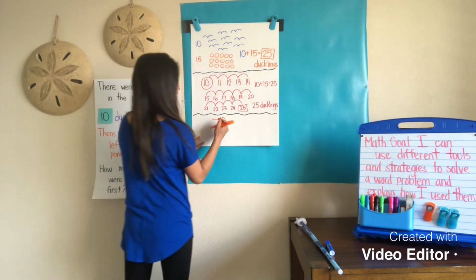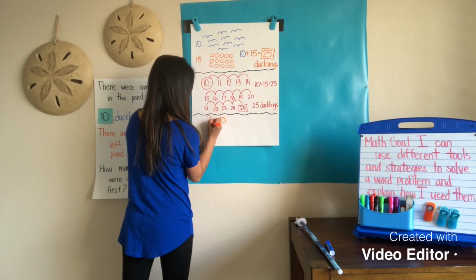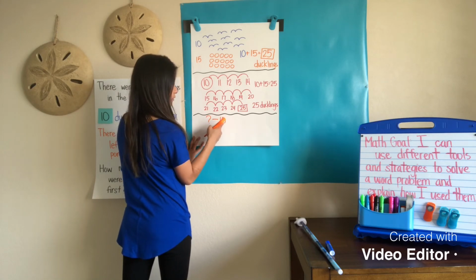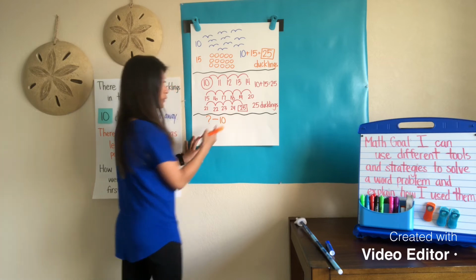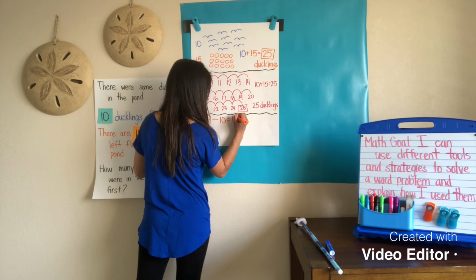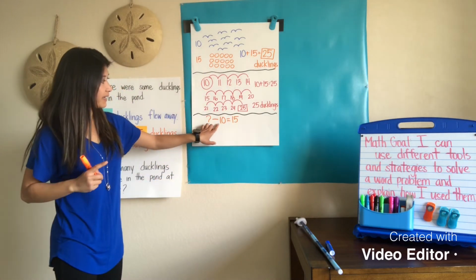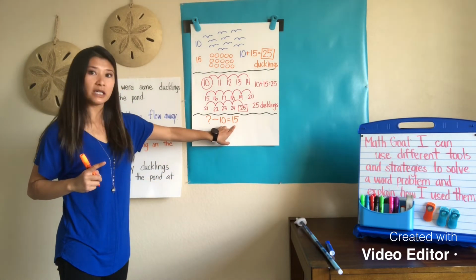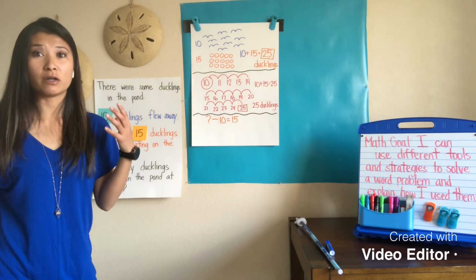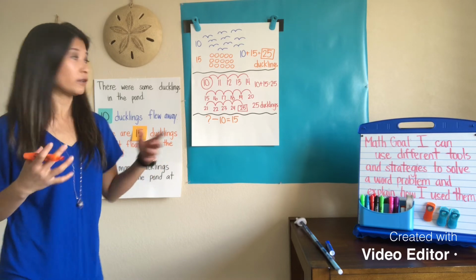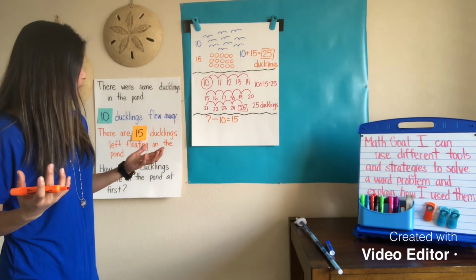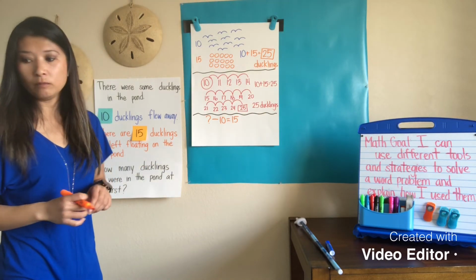So if there's 15 ducklings left, some ducklings were on the pond, 10 flew away. So we know that we lost 10 ducklings, but there are still 15 left. So what minus 10 equals 15? And I have a friend in my class who does such an awesome job of working with doubles and the friendly number 10 and using what he knows to solve for the unknown.